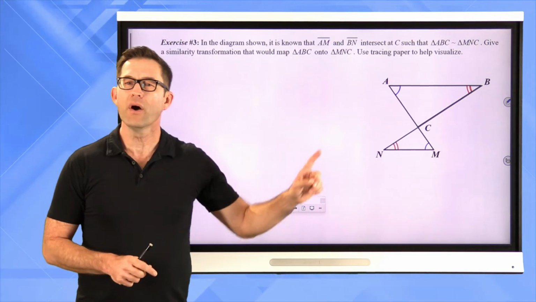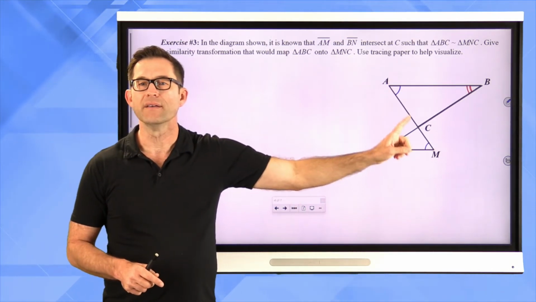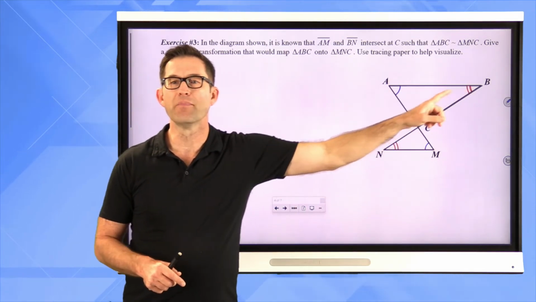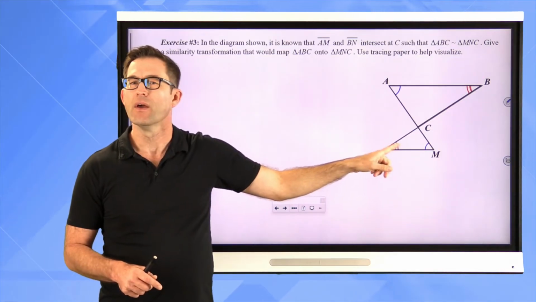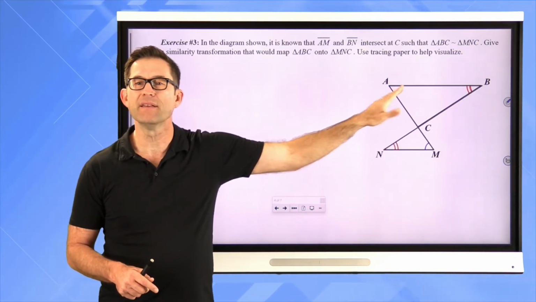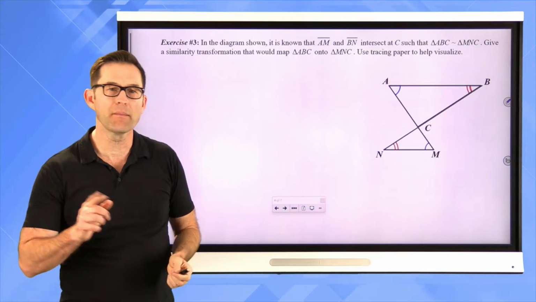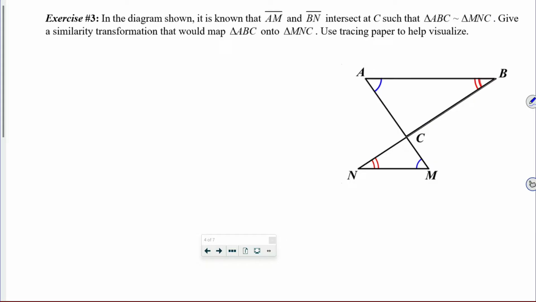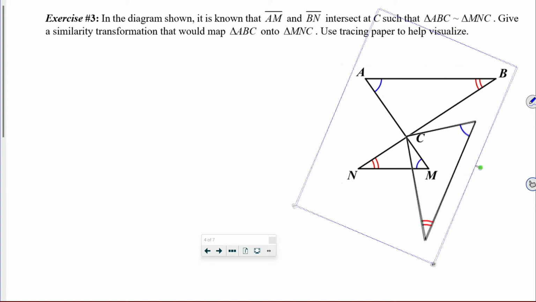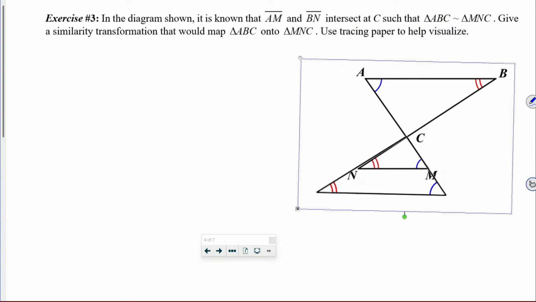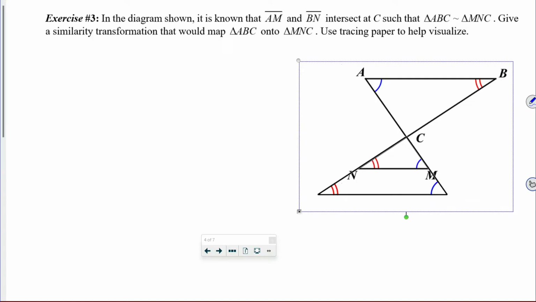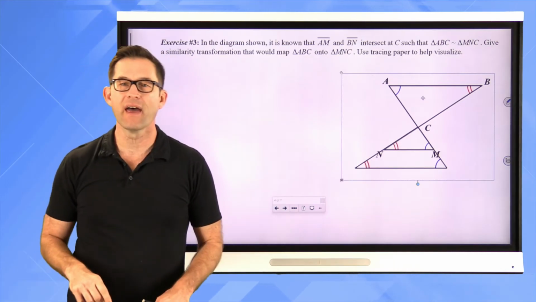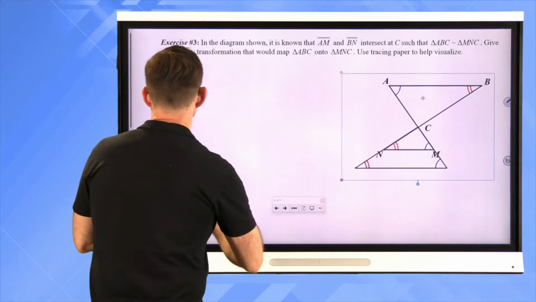All right, well notice, angle A is congruent to angle M and angle B is congruent to angle N. What I really want is that embedded situation. So the first thing I'm going to do is take triangle ABC and rotate it by 180 degrees around point C, right? Which is going to make it end up looking like that. So that's the first thing I'm going to do.